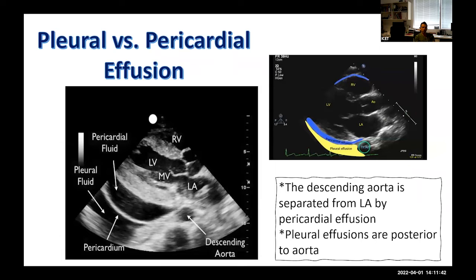So, pleural versus pericardial effusion. You really need to find your descending aorta, and basically the pericardial fluid sits in front of the descending aorta and is separated from it by the left atrium. Pleural effusions are always posterior to the aorta, but you can see in the diagram on the right how easy it is to make it difficult for yourself. Increase your depth and look for the floating lung.